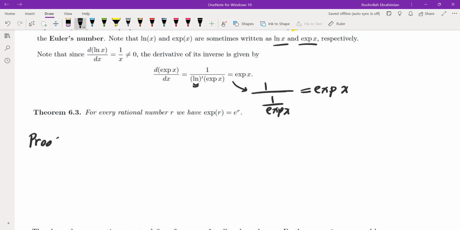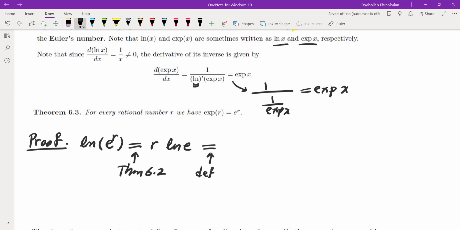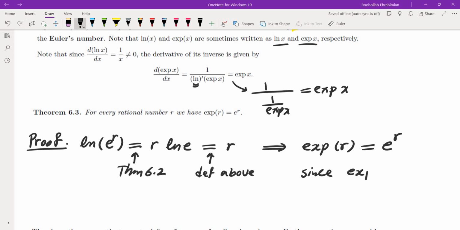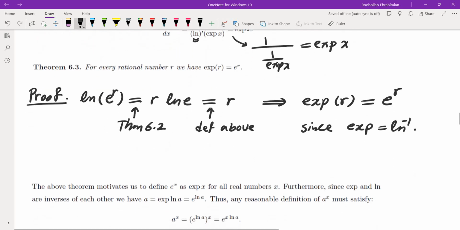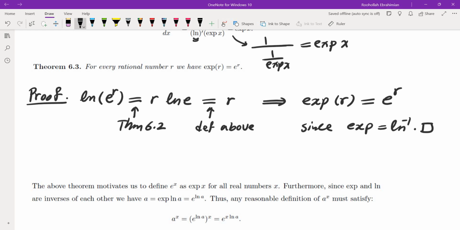So first, there's a close relation between this exponential function and, in fact, exponents, for those exponents that we know how to define. And those are rational exponents. So if you look at natural log of e to the r, by previous theorem, that is r natural log of e. By definition, so this is theorem 6.2, this one is definition above, this one is r. So now, since exponentiation is the inverse function of natural log, exp of r becomes e to the r. This is since exp is just the inverse function of natural log.